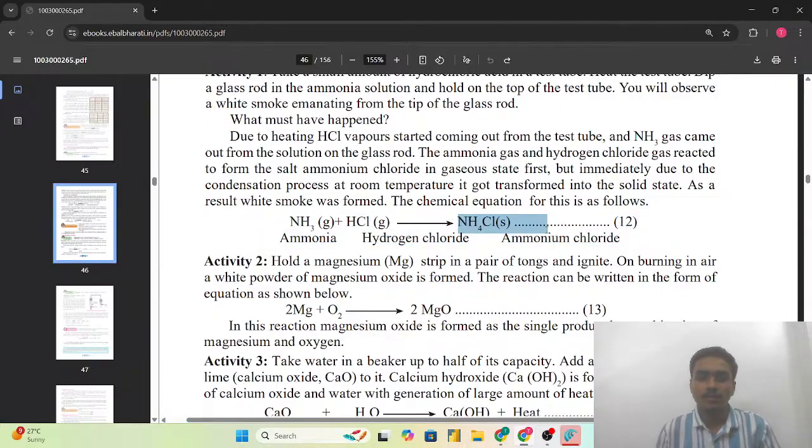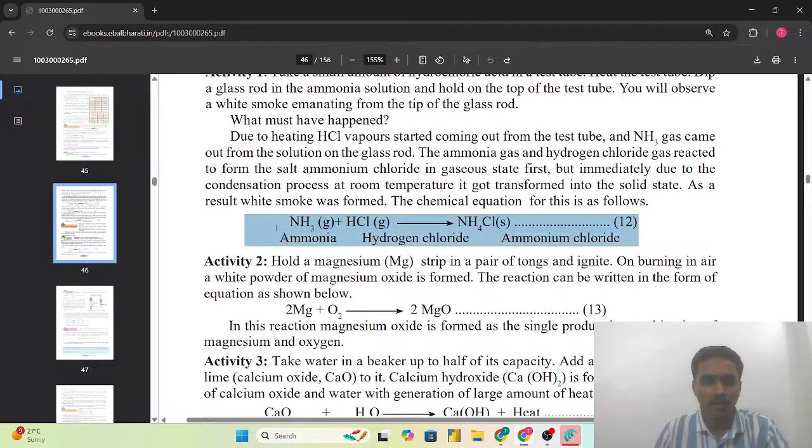So again, we can also try to balance this reaction. If you have learned balancing, let's apply balancing here as well. Nitrogen one, hydrogen three, and one, four, hydrogen four, and chlorine one. Again, gaseous state written properly. If you want to get good marks, try to write down the chemical reaction with the states in which they are present.